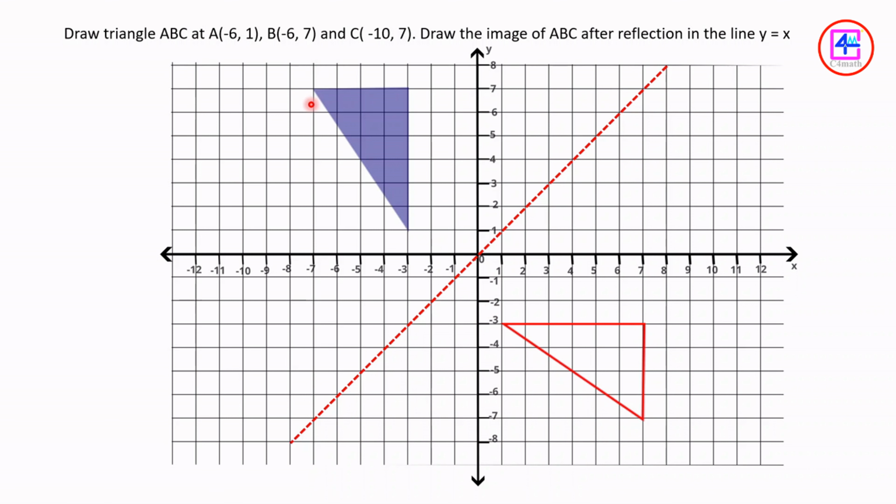Same thing. In the same way, if you take this vertex, then 1, 2, 3, 4, 5, 6, 7. Here 7 diagonal. Then from this line to the corresponding vertex, 1, 2, 3, 4, 5, 6, 7. That is the distance. The corresponding vertices are at equal distance from the line y = x.